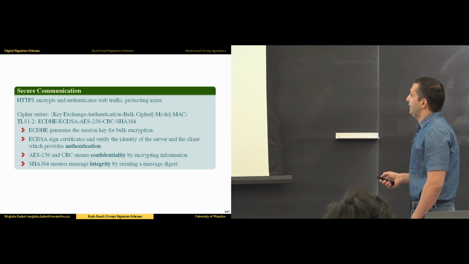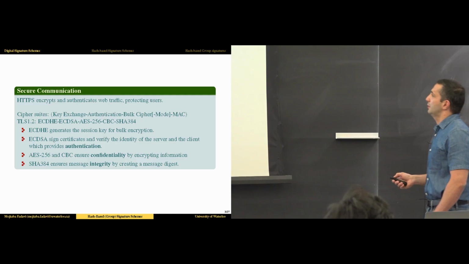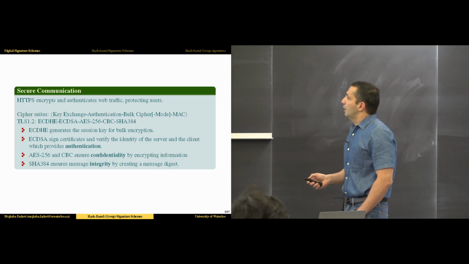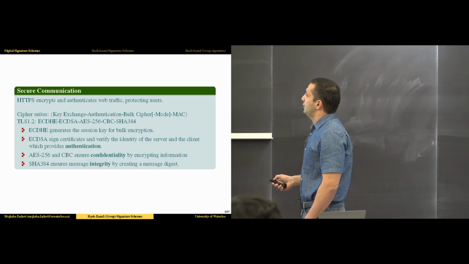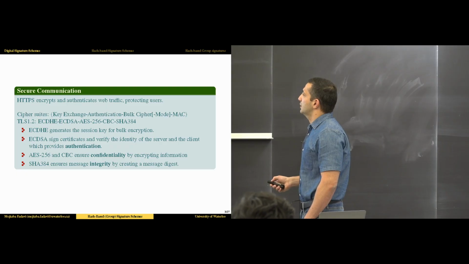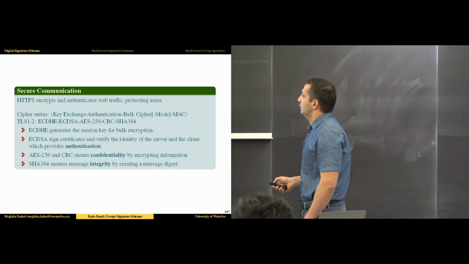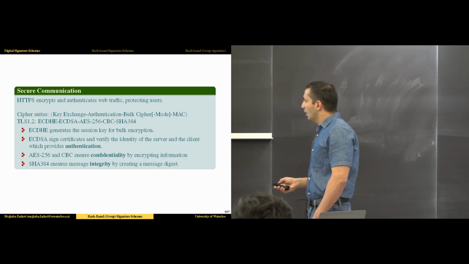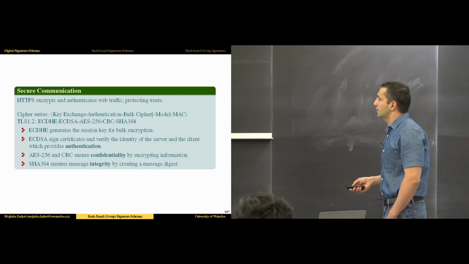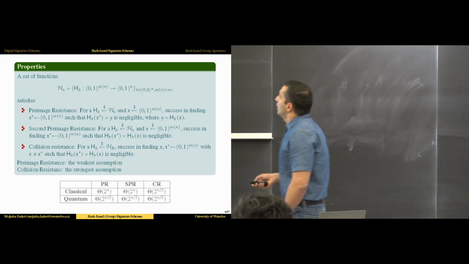So every day, maybe every hour, we are using these. The first part is used for generating session keys for encryption systems. The second one is used for authentication. As we said, digital signatures provide us authentication. And the third one is for confidentiality by encrypting messages and information, and the last one is for integrity by creating a message digest.